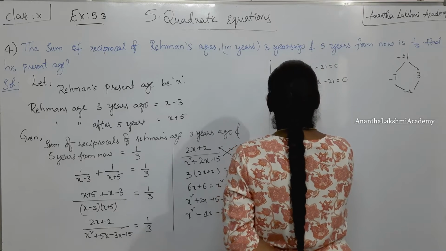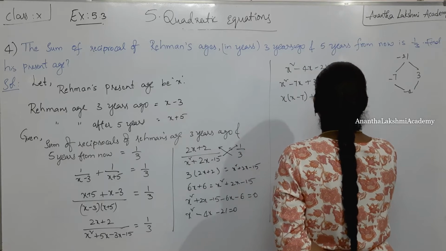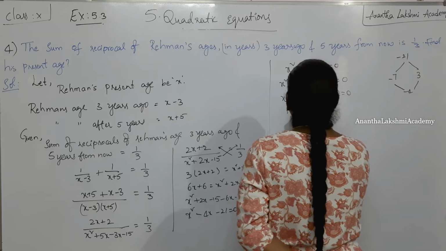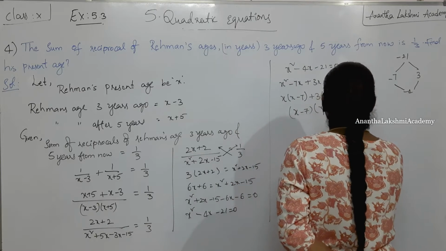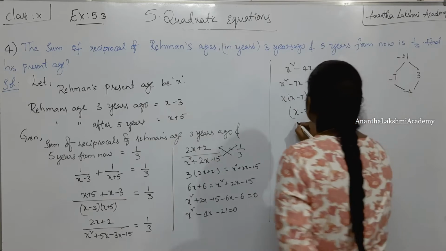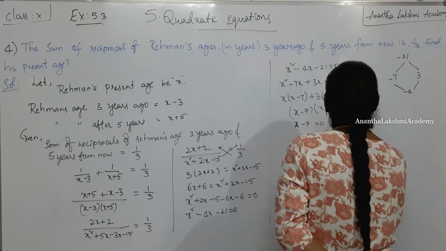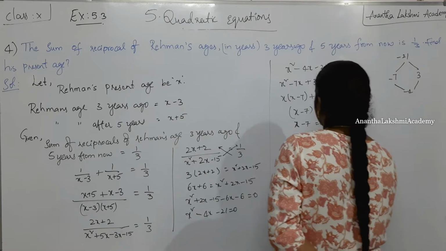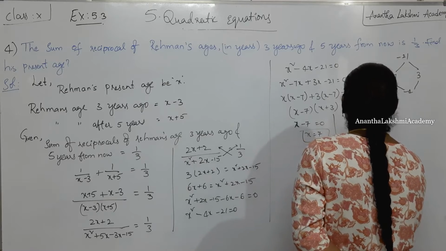Now take x common: x into x minus 7, plus here if you take 3 common, this is going to be x minus 7. So we will end up having x minus 7 and x plus 3 is equal to 0. How do we solve this? x minus 7 is equal to 0 or x plus 3 is equal to 0. x is equal to 7 and x is equal to minus 3.